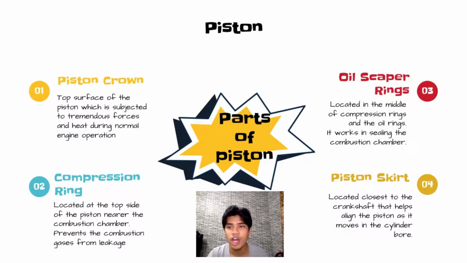After that, oil scraper rings. It is located in the middle of the compression rings and the oil rings. The function of oil scraper rings is that it works in sealing the combustion chamber. Lastly, piston skirt. It is located closest to the crankshaft and helps align the piston as it moves in the cylinder bore.